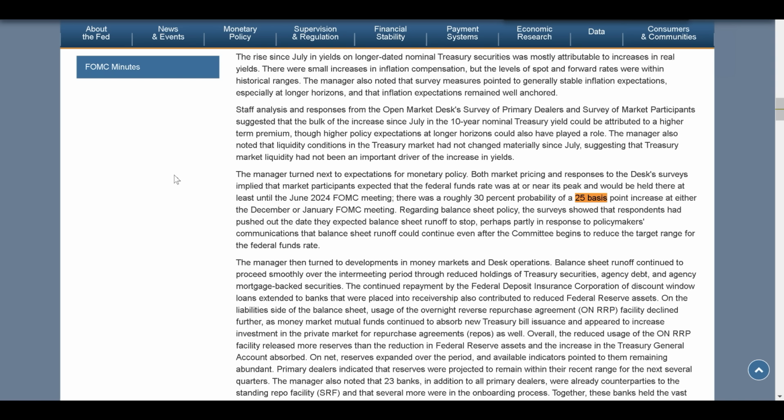So again, hardly any news channel or news website, or the influencers, might have pointed out the 30% probability of a 25 basis point increase in the December or January FOMC meetings. However, what you might have seen or heard through these news channels is that the Fed has now reached its peak on interest rates, and there will be no more rate hike. This is what they are saying, but in the document, this is documented by the Fed themselves.